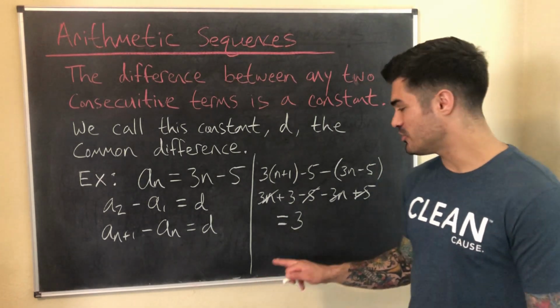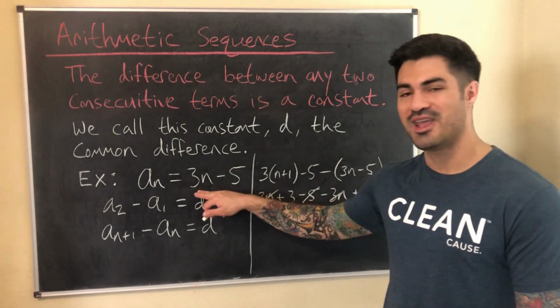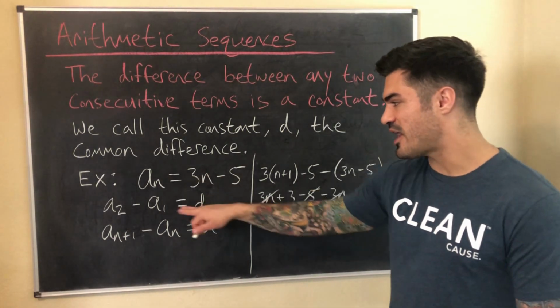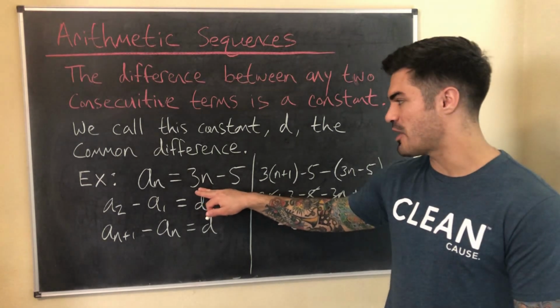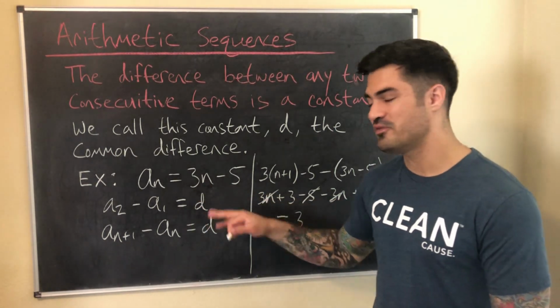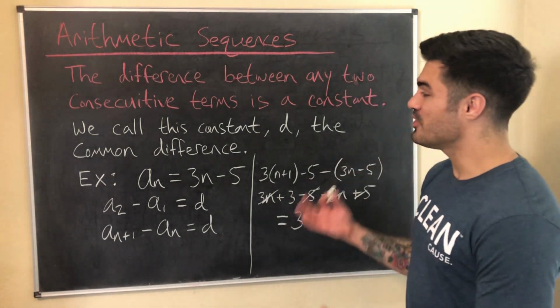And as a general hint, your common difference with these arithmetic sequences is what's going to be in front of the n, right? Because as we increase n by 1, the value of the entire sequence increases by whatever number is in front of n being multiplied. So that's a general hint, but if you want to check for sure, I definitely recommend doing this. But yeah, that's arithmetic sequences.